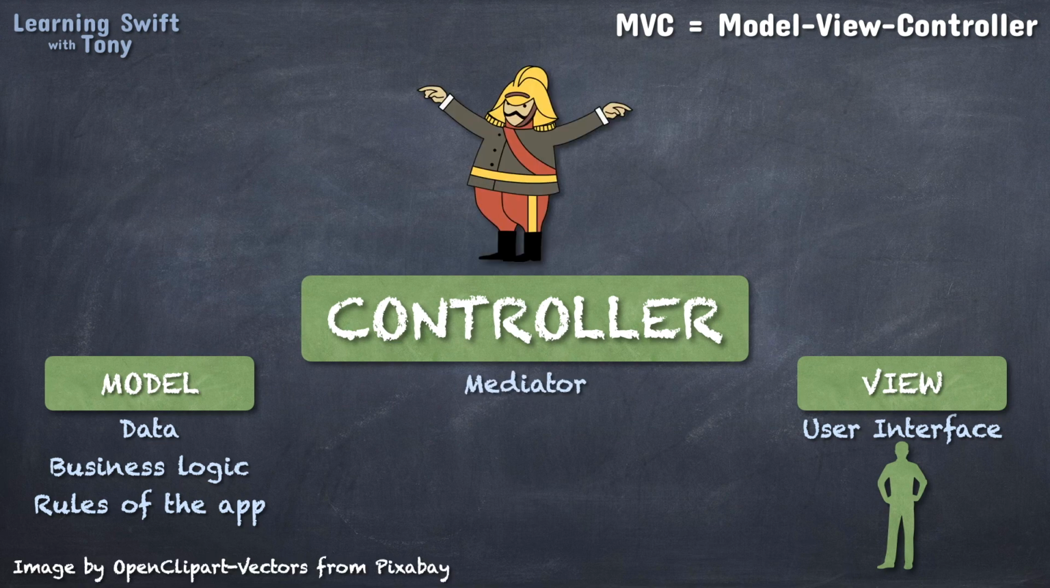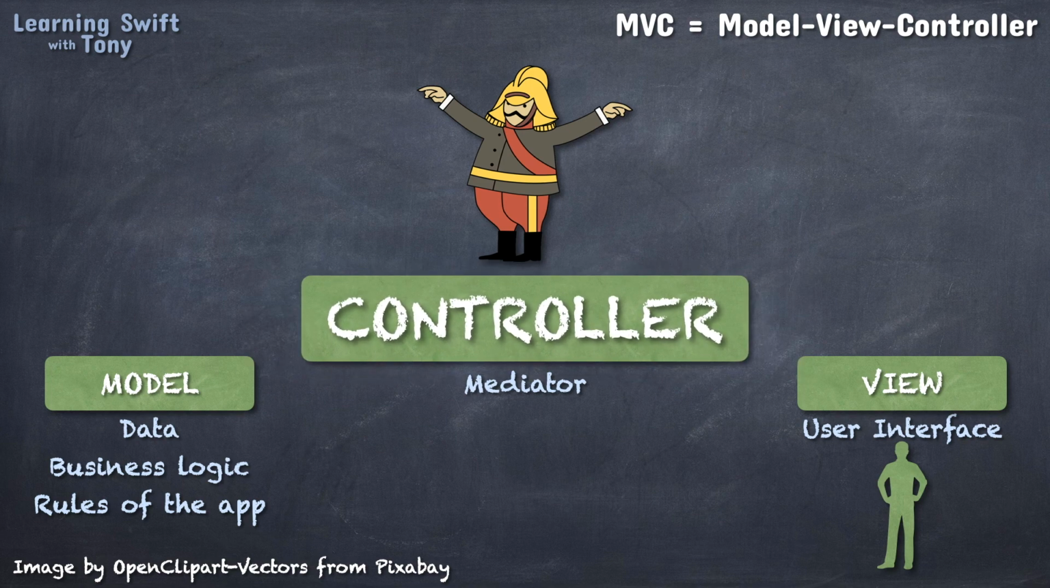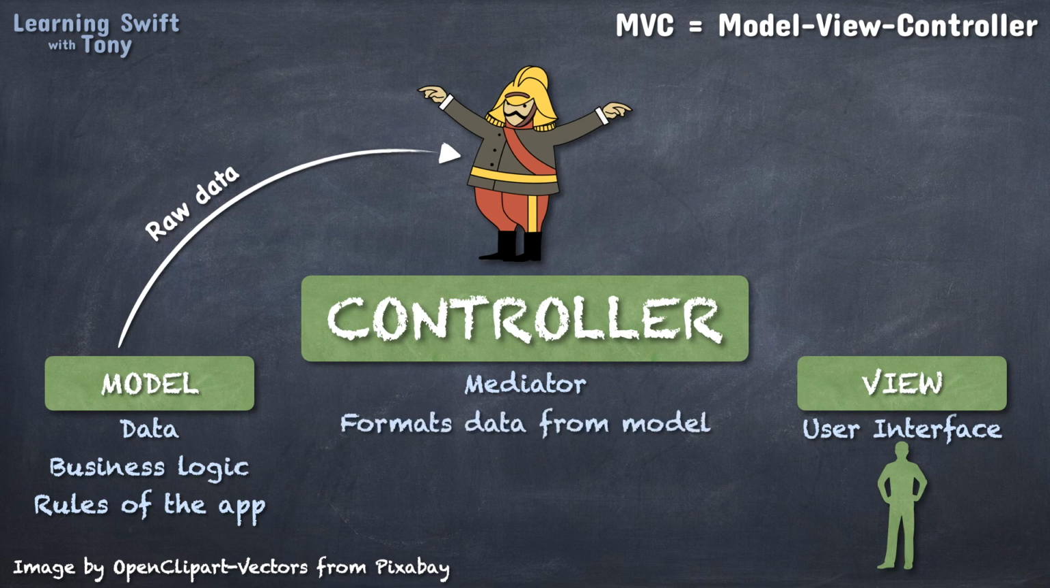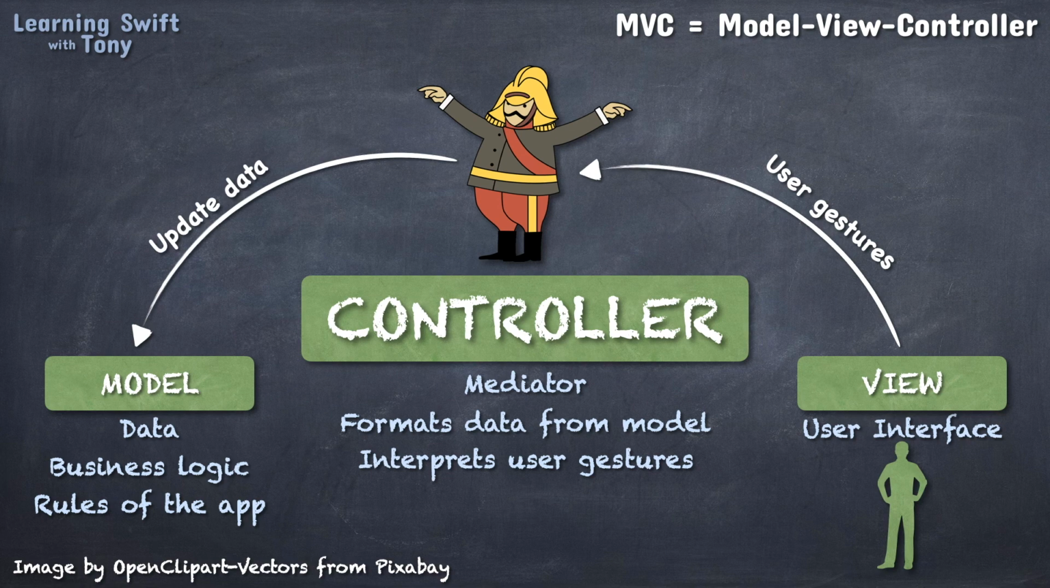It controls the other two elements, hence the name controller, being responsible for handling all the communication between both of them. Basically, the controller's job is to interpret raw data coming from the model, format that data, and present it to the user by telling the view to display that formatted representation. In addition, the controller needs to react to user gestures and interpret those gestures as data input in order to update data in the model.